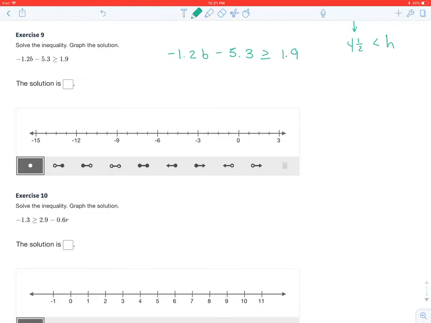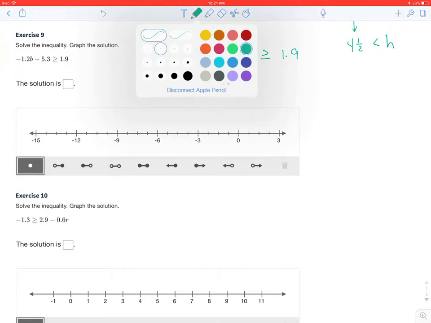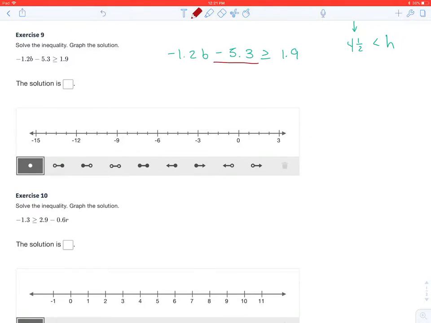Now, just like all these other problems, I recommend that you do your addition and subtraction first and then your multiplication and division. This is one of those examples where I was telling you that you don't have to do it in that order. You can divide both of these sides by negative 1 and 2/10 first, but then you're going to get some funky decimals. You'll still get to the same answer, but it's just not the easiest way, in my opinion. So I've got to take care of this minus 5 and 3/10 first.